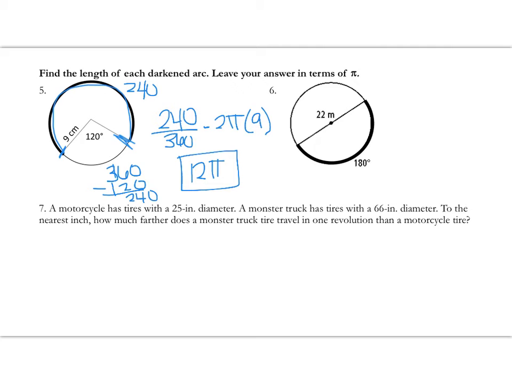If you take a second and try number 6, I'm going to have you fill it in on Edpuzzle. And then this is my explanation. It should be 180 over 360 is the part we want, times 2 times pi times the radius, which should be 11. So that's 180 divided by 360 times 2 times 11. And you should get that that is 11 pi meters. I didn't put units on the last one, centimeters.